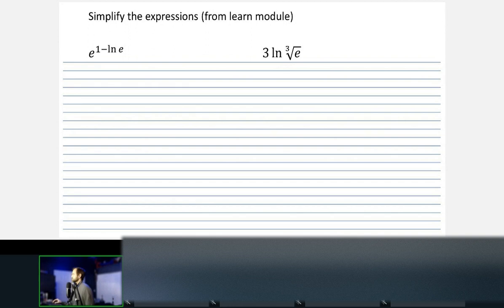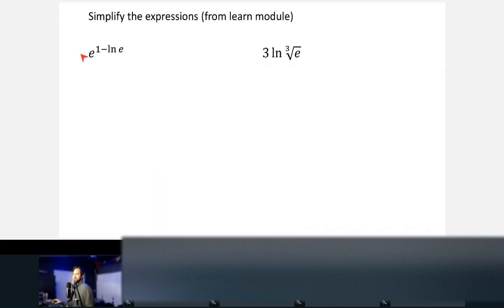All right. What did everyone get for the first one? 1. Everyone got 1? All right. How did everyone do it? Natural log of e became 1. So we have e raised to the 1 minus natural log e. So everyone saw this as just changing this into a 1. That would definitely be the easy way of doing it. And then 1 minus 1 is 0.